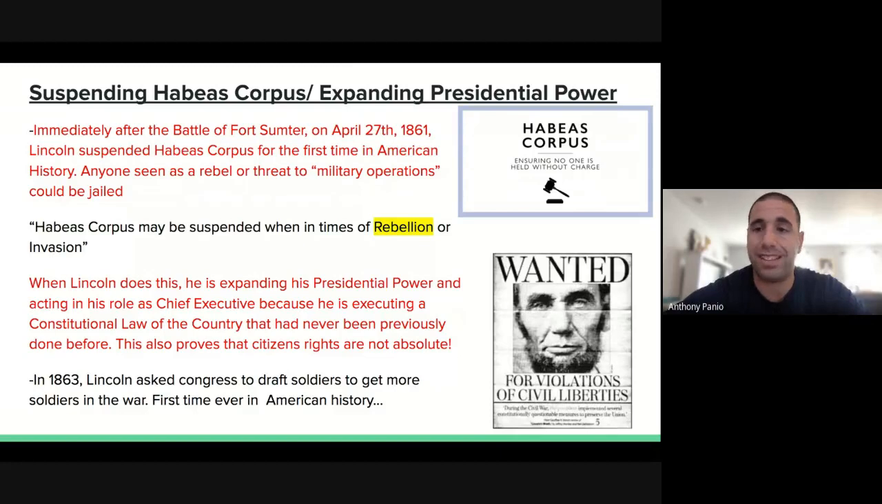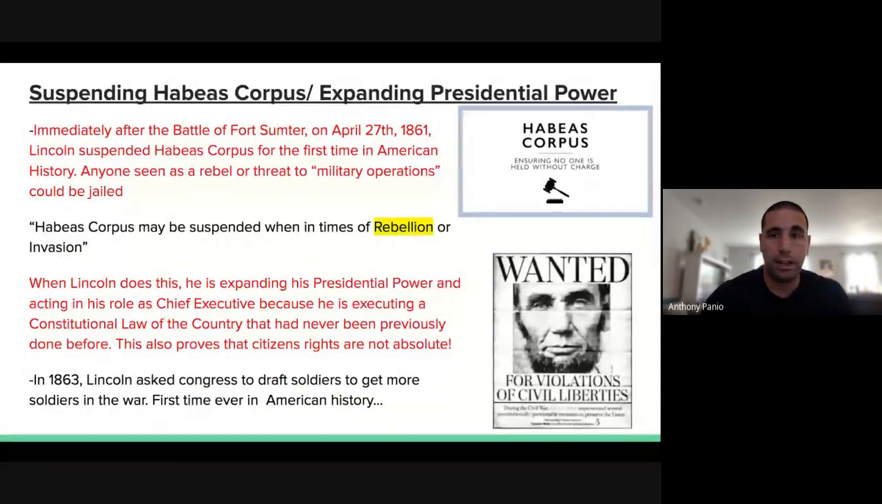The Confederates have left the Union. They've left the United States. They've made their own country. They are rebelling against President Lincoln and the Union. So constitutionally, Lincoln is allowed to do this.